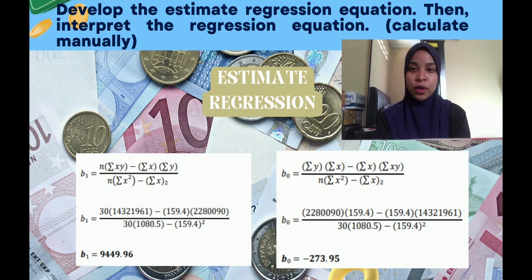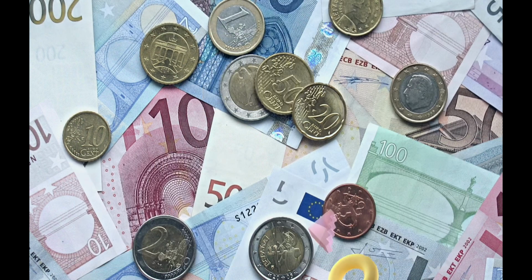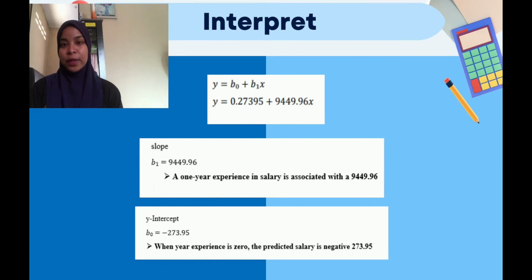After that, the answer for B1 is 9449.96, and the answer for B0 is negative 273.95. After calculating, we follow the formula y equals B0 plus B1x and put in the answers. B0 is the population y-intercept when years of experience is 0. The predicted salary is negative 273.95, and B1 is the slope of the population regression line. A 1 year increase in experience is associated with a salary increase of 9449.96.